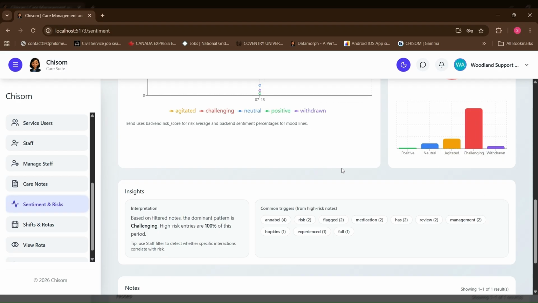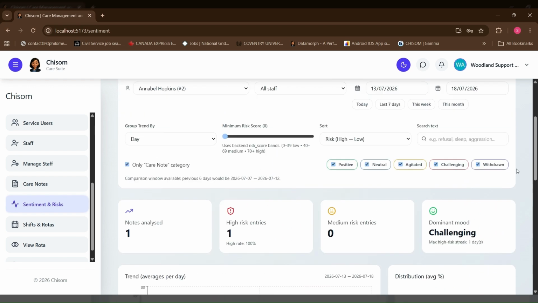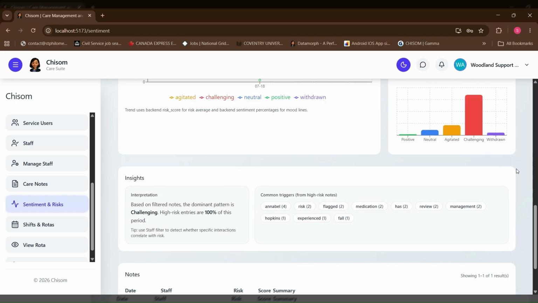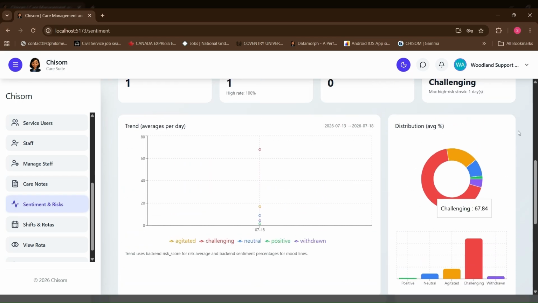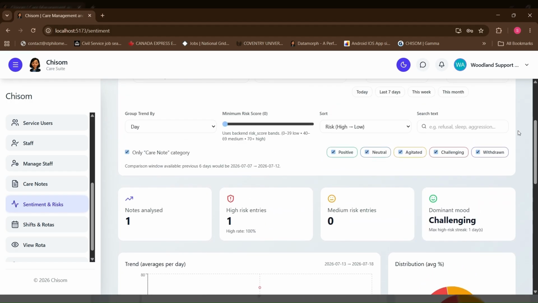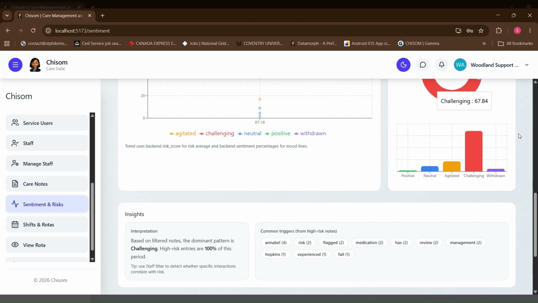So with that, you'll be able to know from looking at this already that I don't need to read the keynote. I know that Annabelle Hopkins was challenging today, and I want to investigate what made Annabelle Hopkins challenging today. Positive is low, neutral is low, agitated is low, challenging is high.